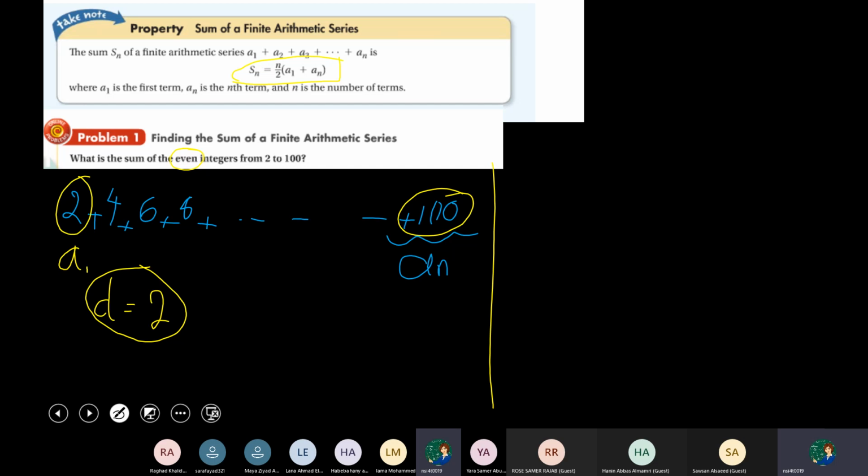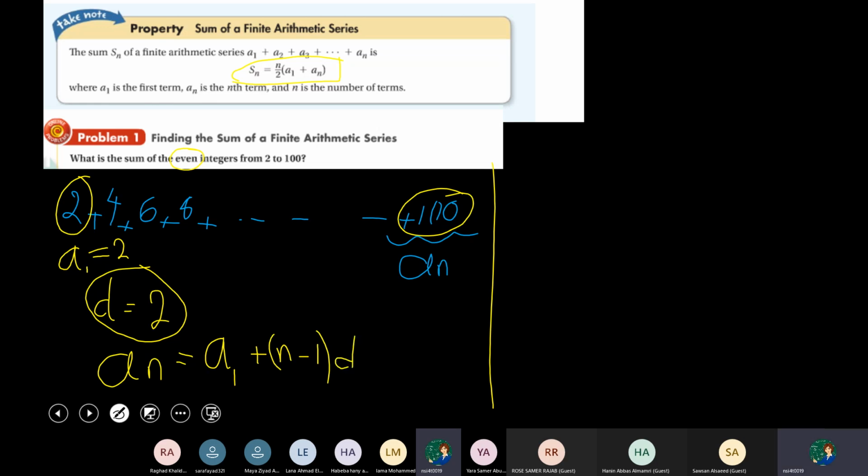But here now, the common difference is 2. The first term is also 2. And the last term is 100. Can I find n now? Yes, we can. The only unknown is n. Here I don't want to use the definition of Sn. I will use a sub n, which is in the first lesson, or the second lesson, sorry. A sub n is a sub 1 plus n minus 1 times d.